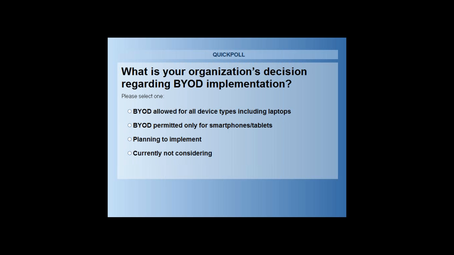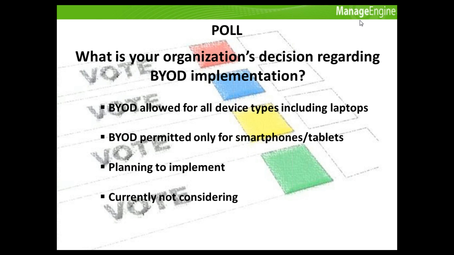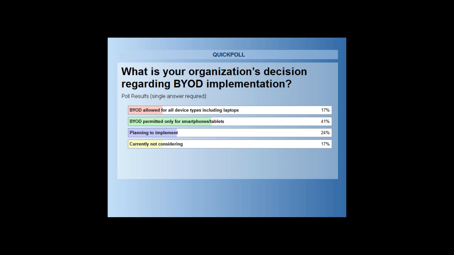All right, so we're closing the poll. You should see the results. The results should be up on your screen now. All right, so that's great. Combined, if you look at it, almost 60% of the organizations have actually permitted BYOD, and another 24% are planning to implement BYOD. So that's a very good number.